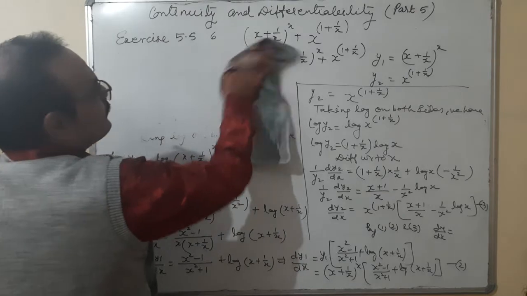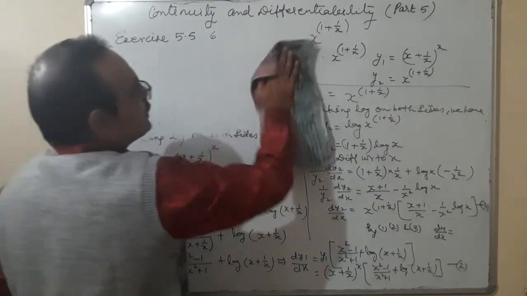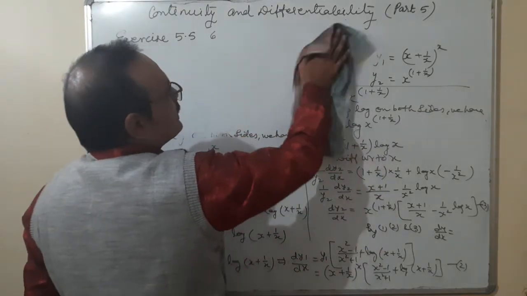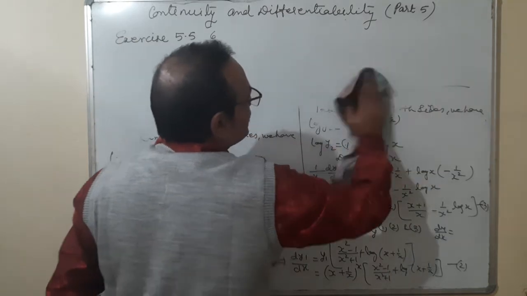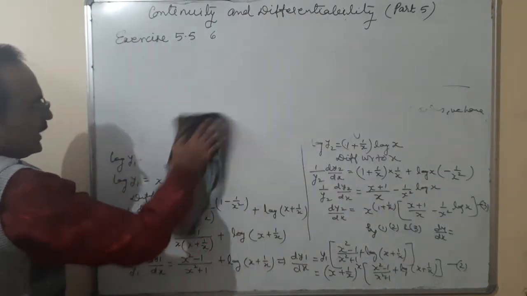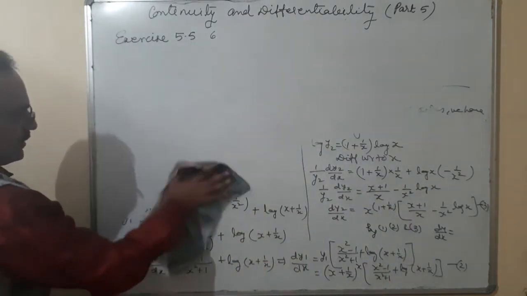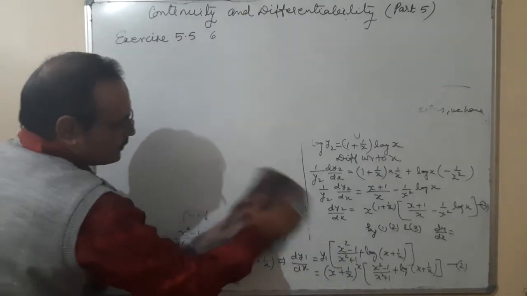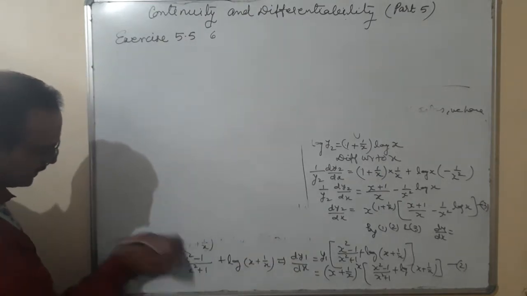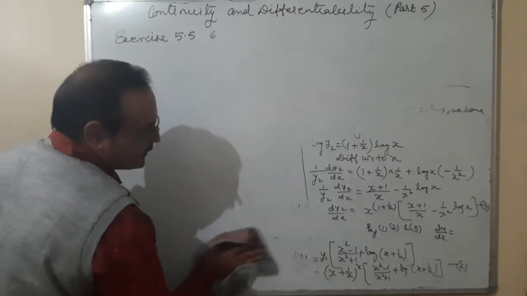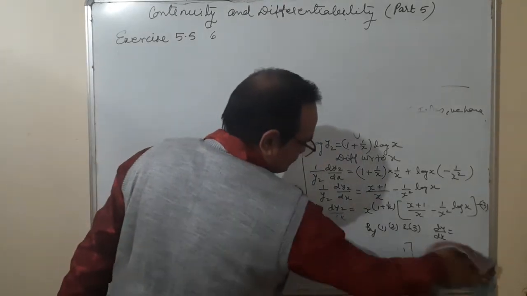So I think you have understood where we are using the logarithmic term. When you see that the base term and the power term are in the form of variables and the number of terms is more than one, then we take log on both sides, and we can simply solve the differentiation questions.